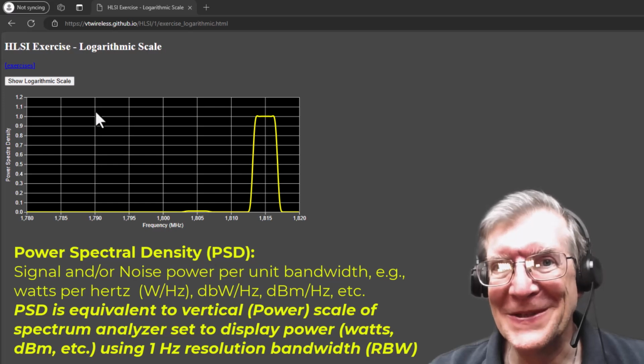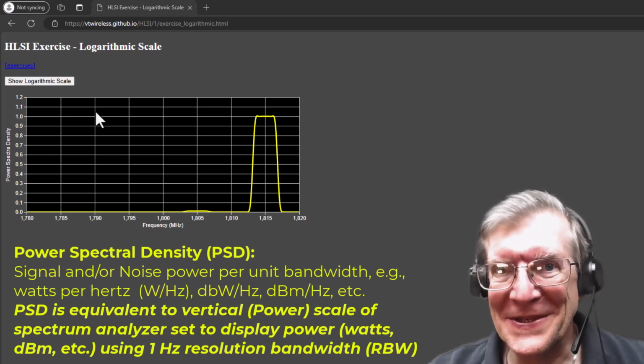But again, the purpose of these simulations is to introduce students or other learners to concepts in wireless communication and to allow them to interact with the simulation in a way that they can explore those concepts. This is one of the simpler exercises in the series.